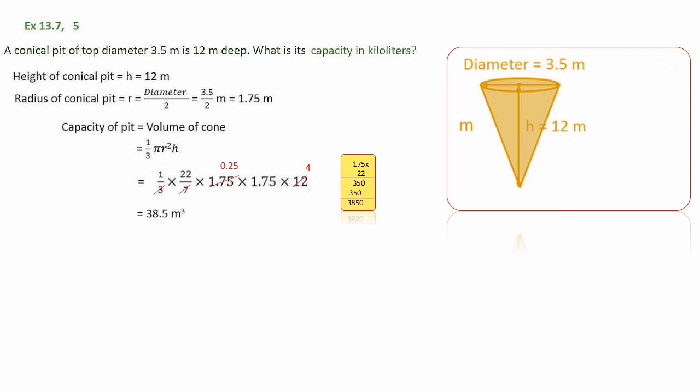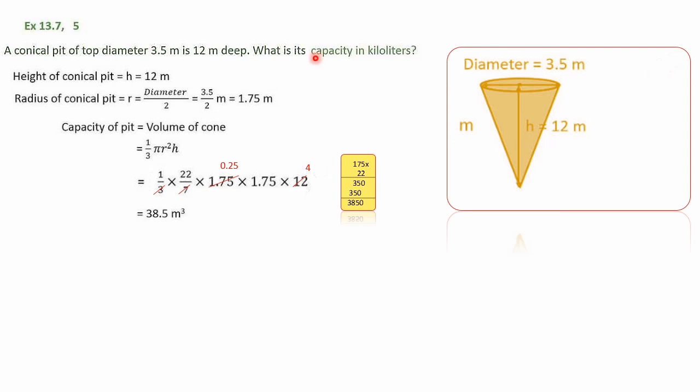So we have got 3850. Then here after the decimal 2 digits are there, means we have to move the decimal from right to left 2 digits. So between 8 and 5 the decimal point will be coming. So 38.5 meter cube is the answer. That is the capacity of the pit. But here this is in meter cube. Cubic meter is the unit.